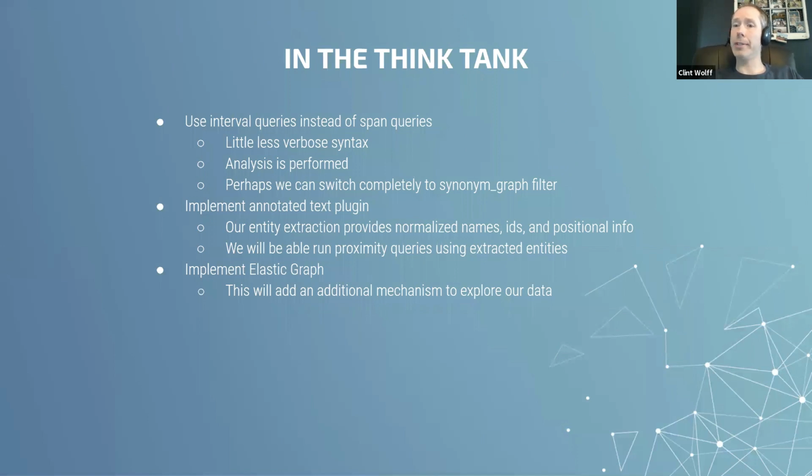Now, some things that are in the very beginning stages. Some of these are things we're just thinking about, and some we've started proofs of concept on. One is using interval queries instead of span queries. I mentioned the thousands of lines of span queries that we're forming for certain queries. We want to move away from span queries and use interval queries. We've done small proofs of concept for this, and we think it will work quite well. We need to test it out a bit more, but the goal is that we'll have a little less verbose syntax, we're hoping, which is nice by itself, but not the main goal of it.